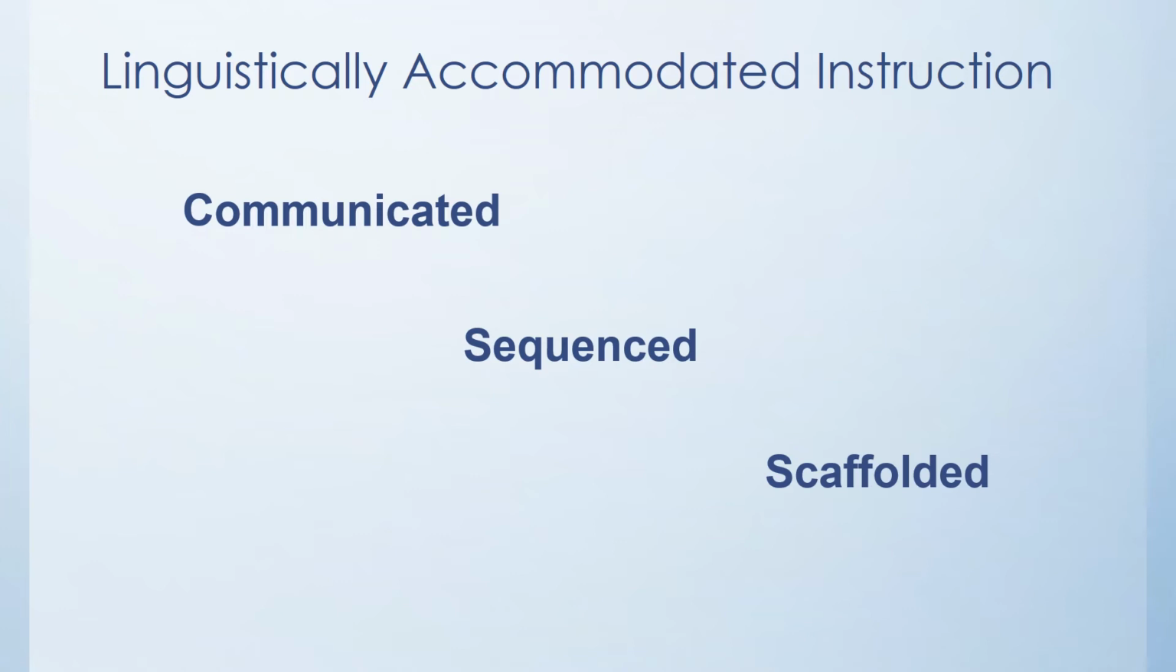Number 2, it has to be sequenced. That means that the instruction is aligned to their PLD. What and how you teach a beginner is going to be different than how and what you teach an advanced high student. And the third one is scaffolded. What supports are you providing the student to lead to independence? Perhaps you're providing verbal scaffolding, procedural scaffolding, or instructional scaffolding.